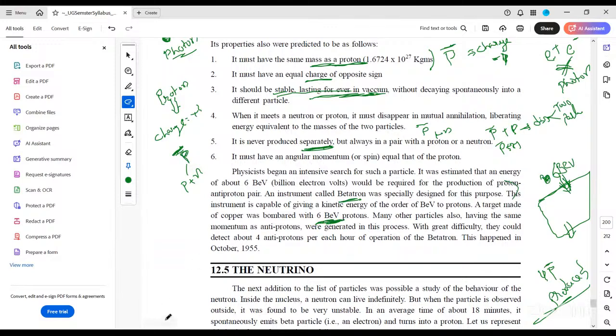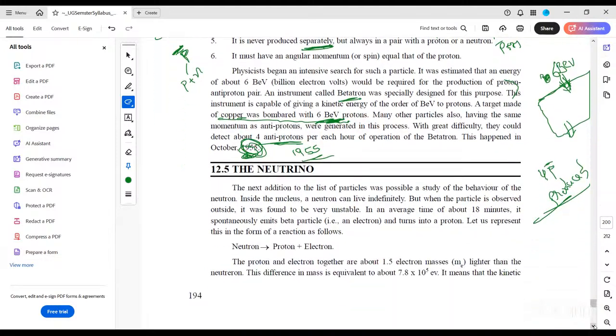So a copper target was bombarded with 6 mega electron volts of protons. Then finally, 4 antiprotons are produced. They found this in an experiment done in 1955. So this is about antiprotons. First properties across 6 mega electron volts using betatrons, antiprotons are produced.